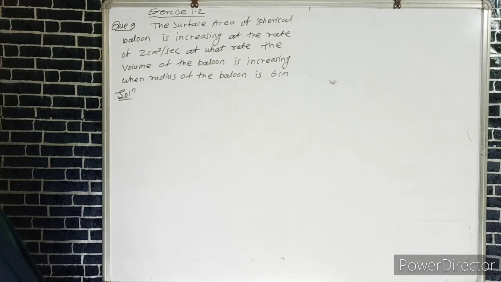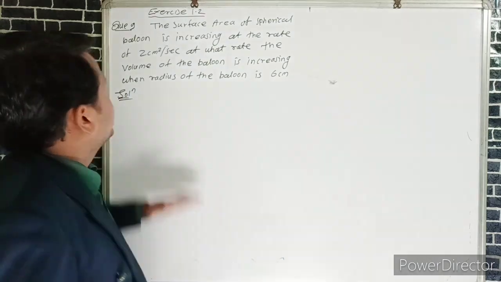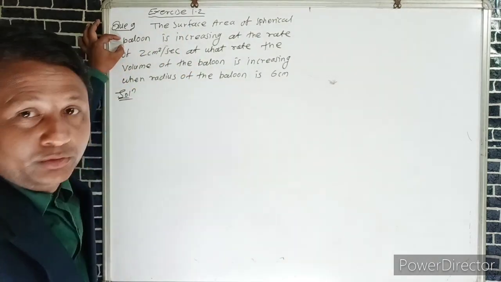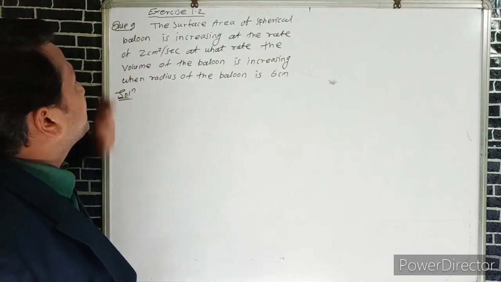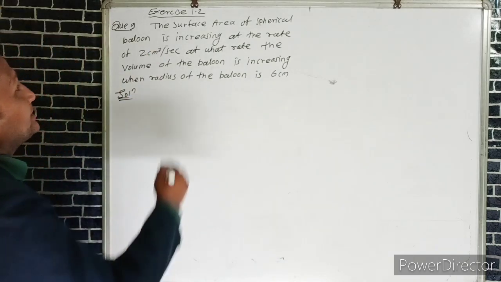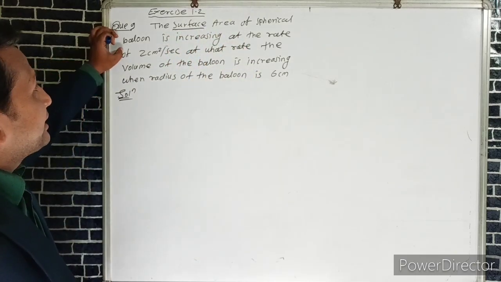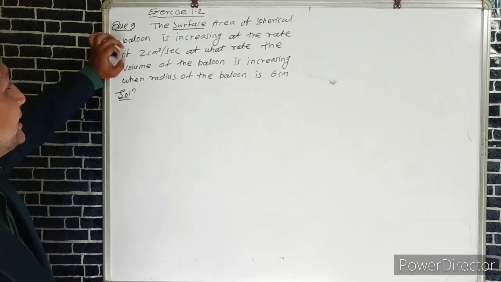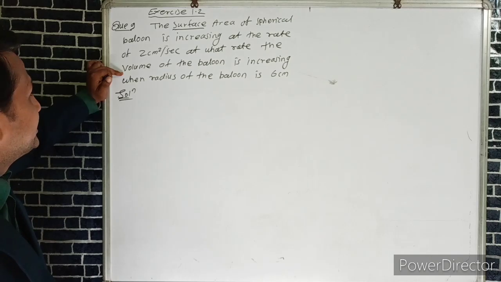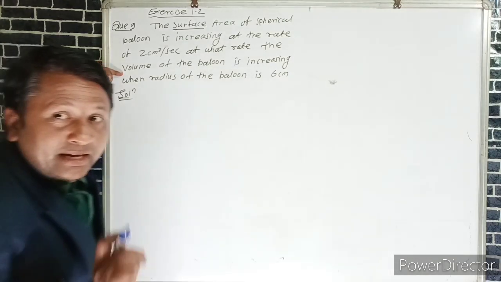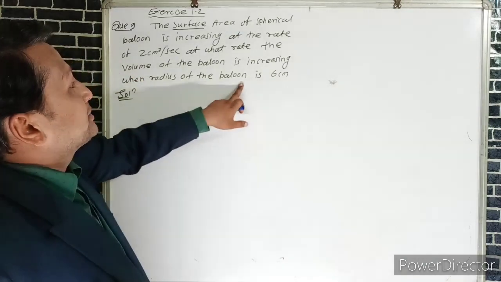So the next example, question number 9. Here the question number 9 is: the surface area of a spherical balloon is increasing at the rate of 2 centimeter square per second. The surface area of the spherical balloon, meaning the rate of change of surface area, is 2 centimeter square. At what rate is the volume of the balloon increasing? Hence we have to find the rate of change of volume with respect to time t, when the radius of the balloon is 6 centimeters.